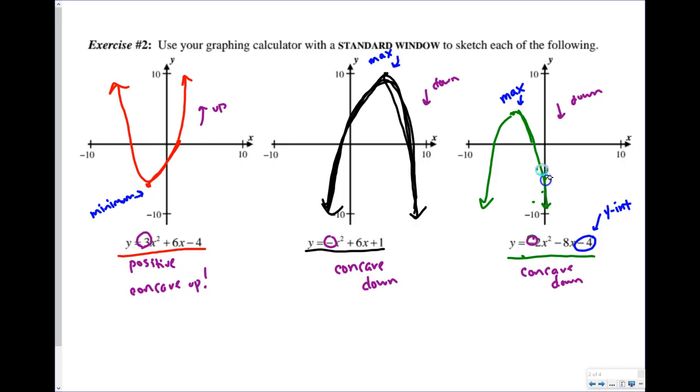Okay? So that's going to be your y-intercept every time. So here's your y-intercept at, let me make it blue. Your y-intercept is here at 0, negative 4. Okay? Here your y-intercept is going to be at 0, 1. Right? That's your y-intercept. And here your y-intercept is going to be at negative 4. So that's always the case.